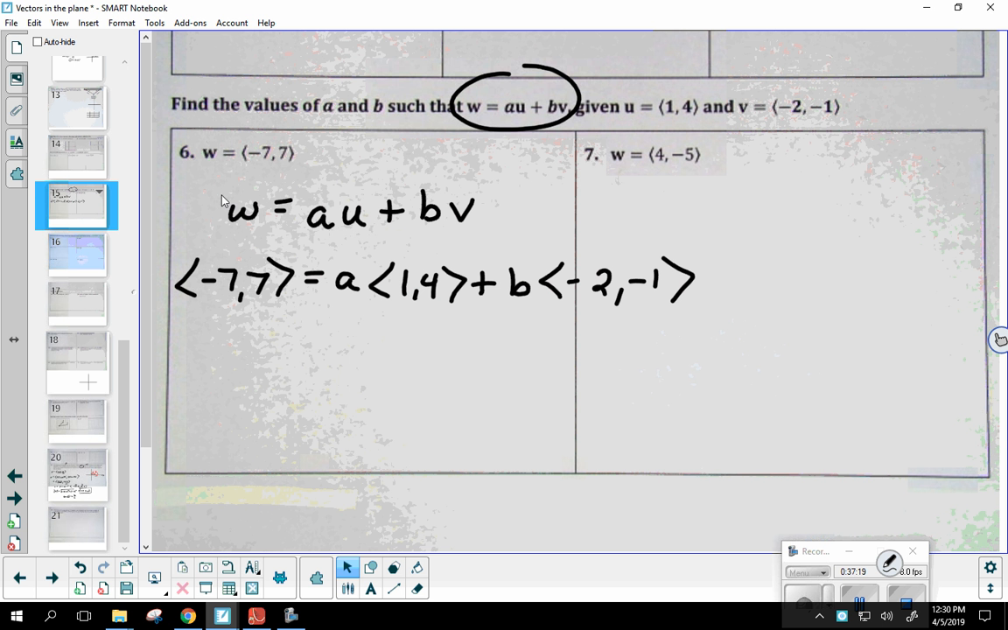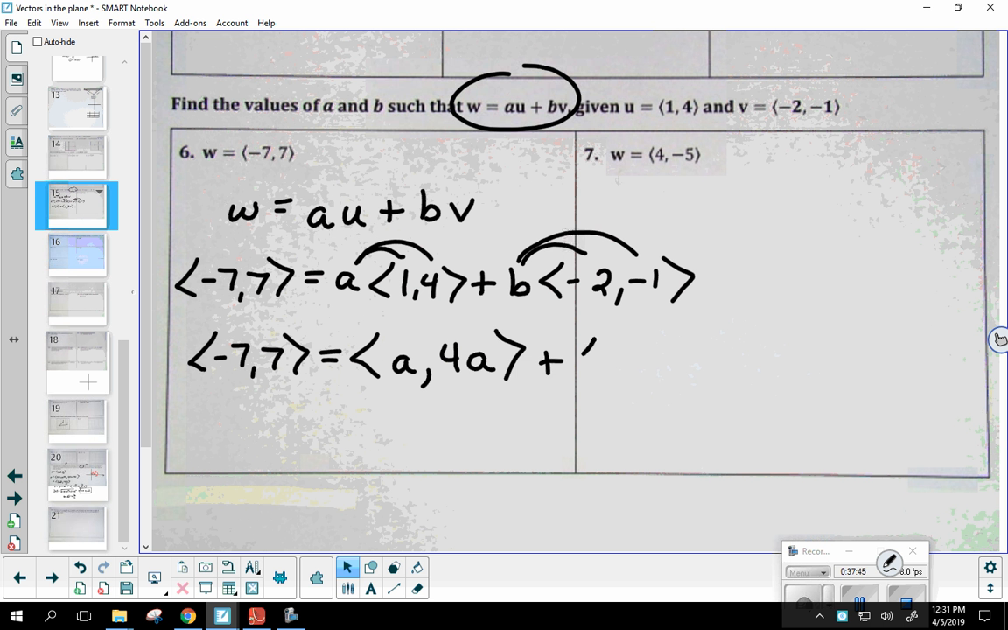So what do you do if you have some kind of value outside a component form? You just go ahead and distribute, right? So I'll distribute the A. I'll distribute this B. So I have -7, 7 is equal to A times what? A. And then we have 4A. Plus -2B, or not 2B. A little bit of Shakespeare there for you.